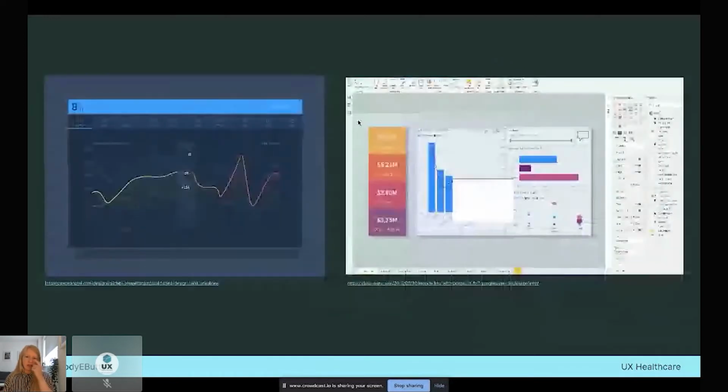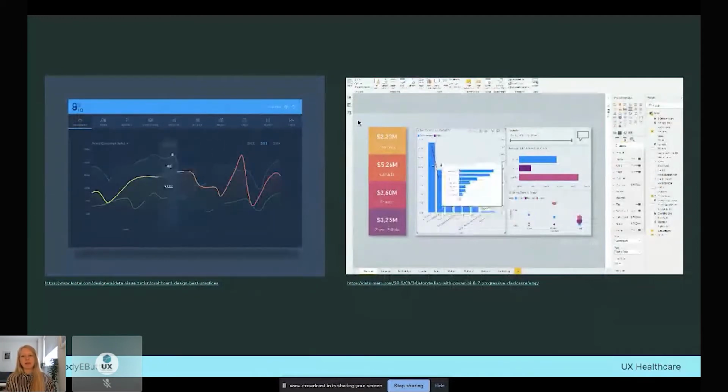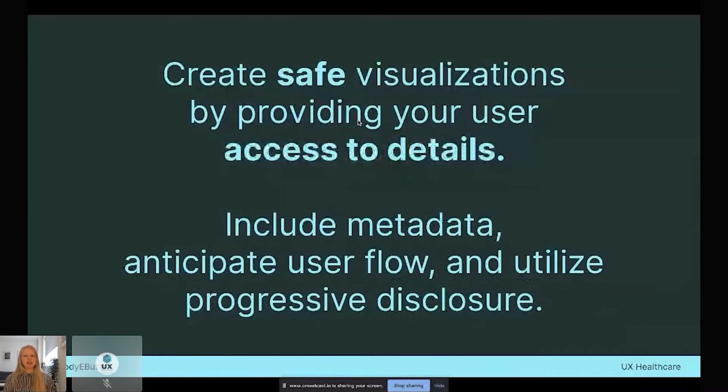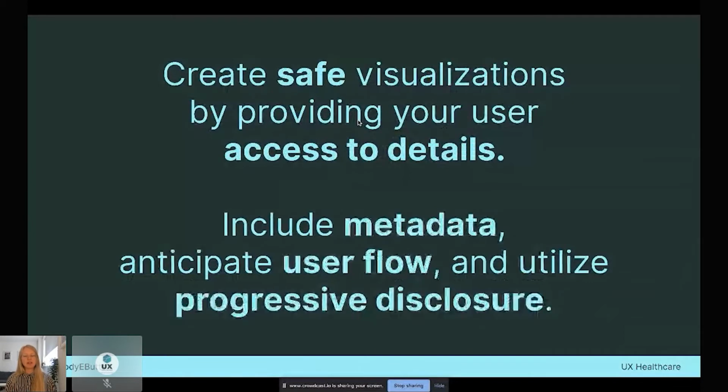And there's lots of great methods of progressive disclosure that can be used to elegantly give a bit more information at the right point in time when it's necessary to have that information. You can also use a full drill-in view. So just be really intentional with how you're structuring the overall data experience. So we can also create safe visualizations by providing your user access to details. Make sure to include metadata that's relevant, anticipate user flow, and utilize progressive disclosure.